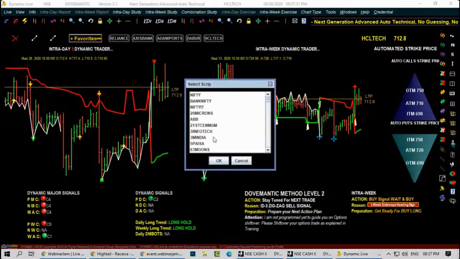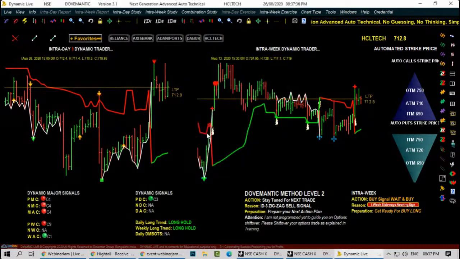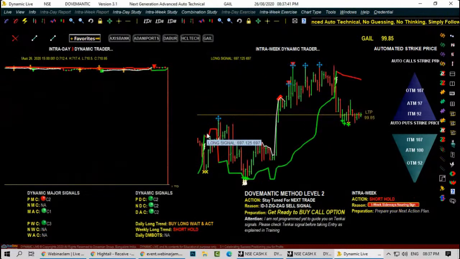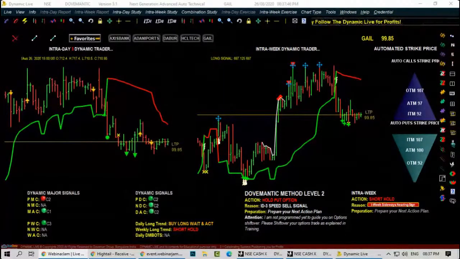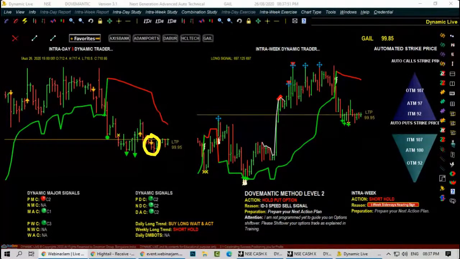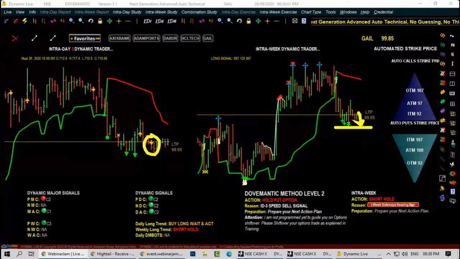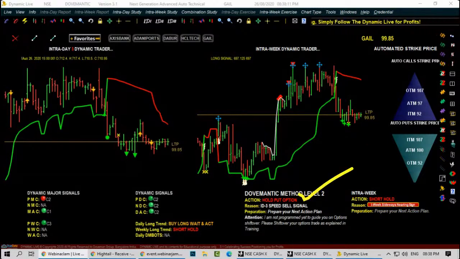And GAIL, so in GAIL, you can see that the action is telling us to hold put option. But then as you hold this put option, now first of all, it had told us to buy a put option at this point in time. And as you hold a put option, if the price manages to come down slightly, if it comes closer to this previous dynamic system caution, then I would suggest you to secure your profits by shifting over. But if it goes beyond this, then it will be a good move downward. But anyways, hold it until it very clearly tells you to exit the put option.